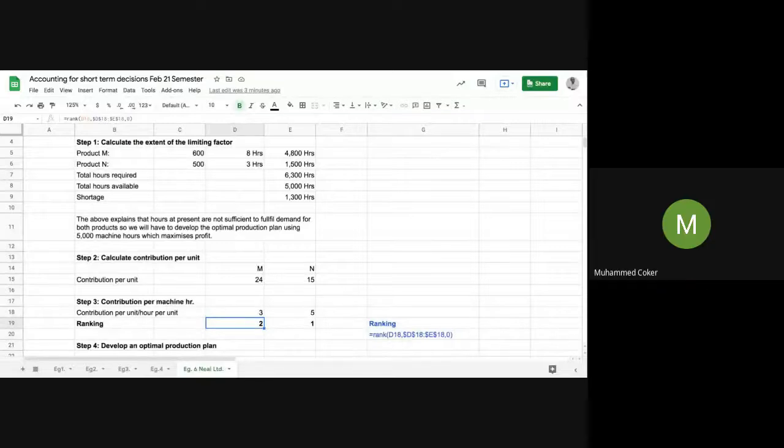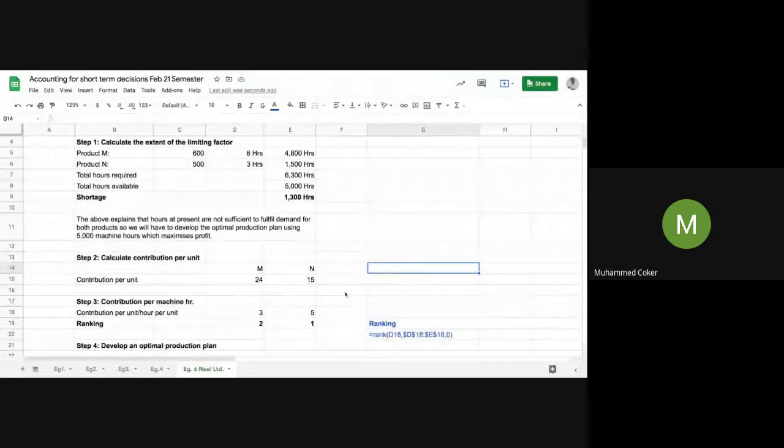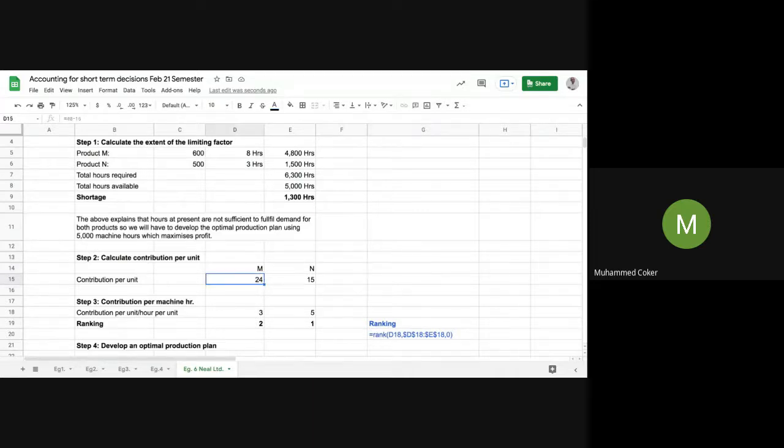Okay, go ahead. Like I was saying, the fact that we calculated the extent of the limiting factor, looking at the note, it says the above explained that hours at present are not sufficient to fulfill demand for both products, so we will have to develop the optimal production plan using 5,000 machine hours, which maximizes profit. But there are 2 products, which is the product M and product N. Now, the first step we need to look at is the calculation of the contribution per unit. So the formula to calculate the contribution per unit was the selling price per unit minus the variable cost per unit, and that's why we got 24 for product M and 15 for product N.